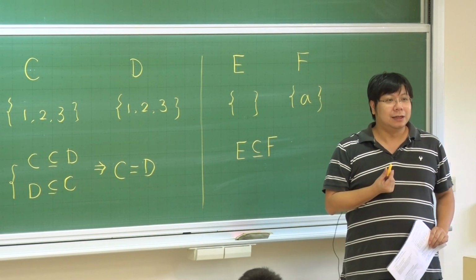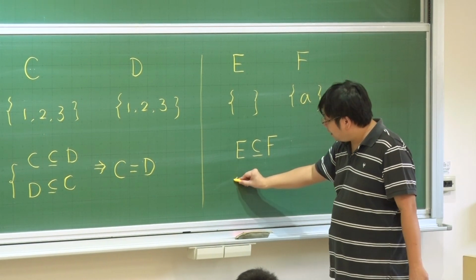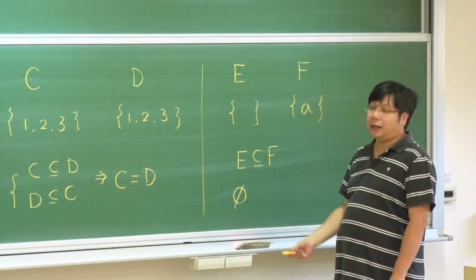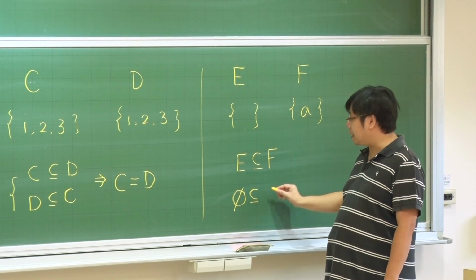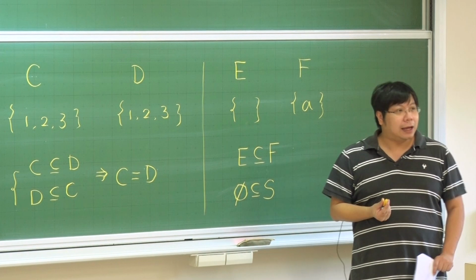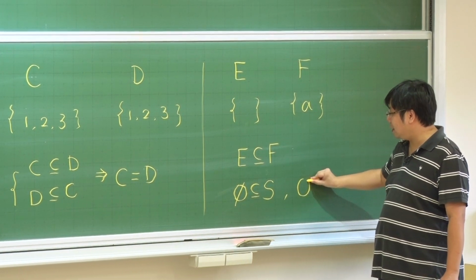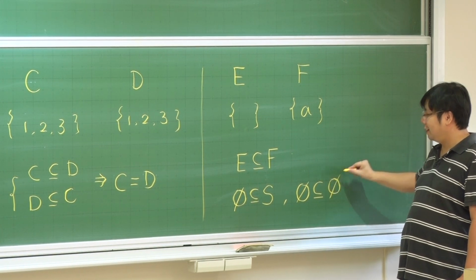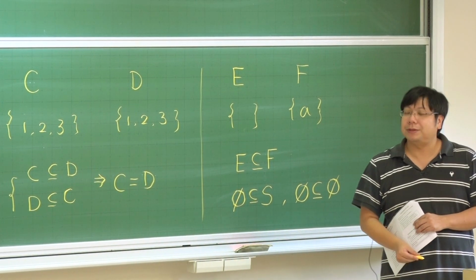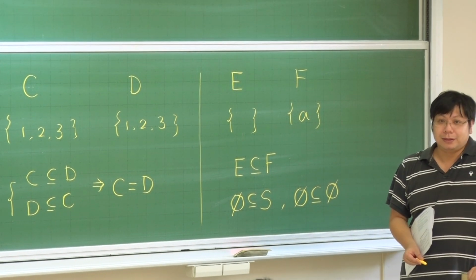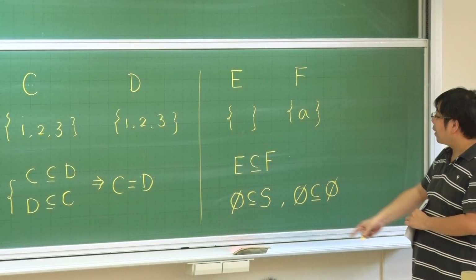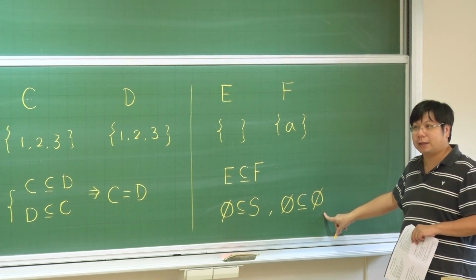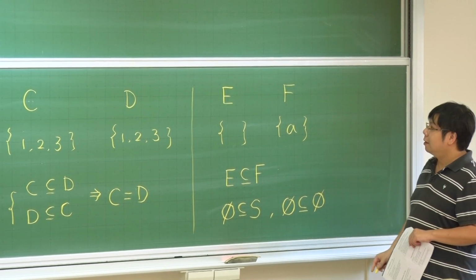Is that okay? So in general, any empty set is a subset of some set S. And then the empty set is also defined to be a subset of itself. Is that okay? So this is very strange, but this is the boundary condition. Okay, we define this. We will say the empty set is also a subset of the empty set.